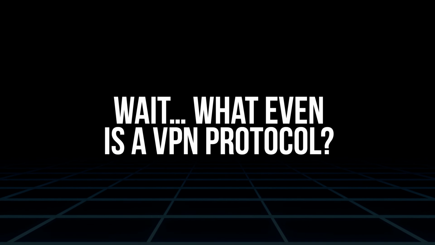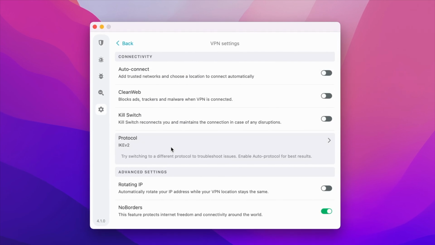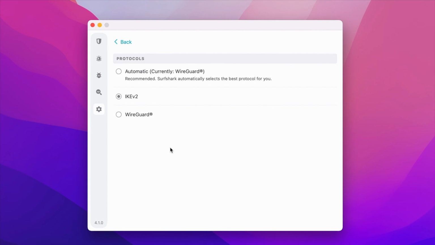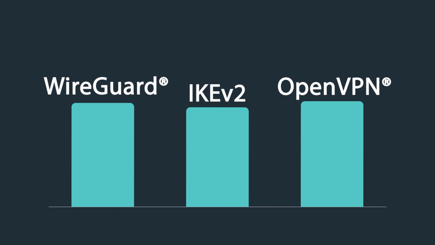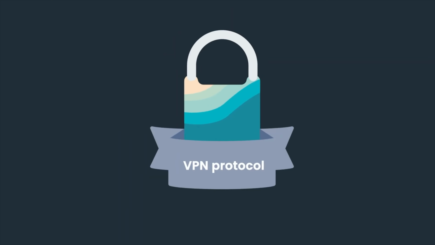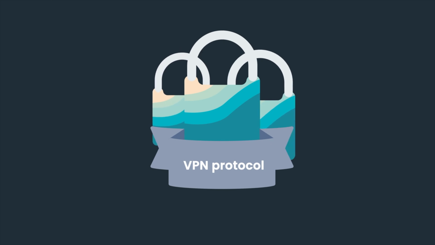Wait, what even is a VPN protocol? Before we get too deep, let's clear this up. A VPN protocol is basically the set of rules that your VPN uses to connect your device to the VPN server. Think of it like the road your internet traffic travels on. The protocol decides how fast your data moves, how well it's protected, how stable the connection is, and even how easy it is to reconnect if you lose a signal. So when you see protocol options in your VPN app, you're not just picking a random setting. You're actually deciding how your data moves across the internet.